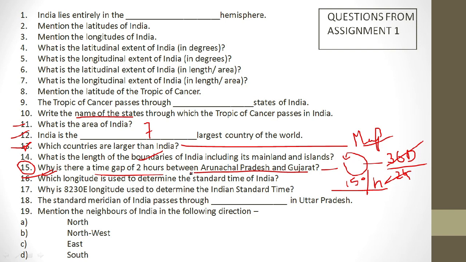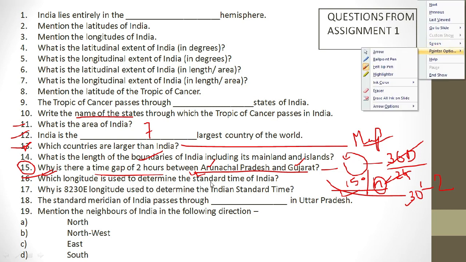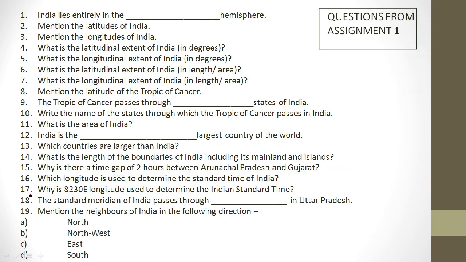Now try to recall, students, what was the longitudinal extent of India, that is the number of longitudes from Arunachal Pradesh to Gujarat. They were 30 degrees. So if the Earth rotates 15 degrees in 1 hour, what time will it take to rotate 30 degrees? It will take 2 hours. Now I think this question is clear to you. That is why the time gap between Arunachal Pradesh and Gujarat is that of 2 hours. Clear? Now let us see this.